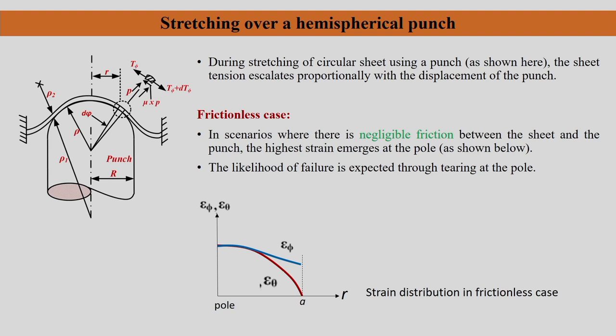Now with this simple analysis, let us go to stretching over a hemispherical punch. Fluid pressure based deformation is done. Now the same material is stretched over a hemispherical punch, like what we have seen in the limiting dome height test, which we discussed in the formability chapter. A similar situation is shown here. You can see that the sheet is held in this particular location, and there is a punch with a hemispherical end at this location, and all the values are given here.